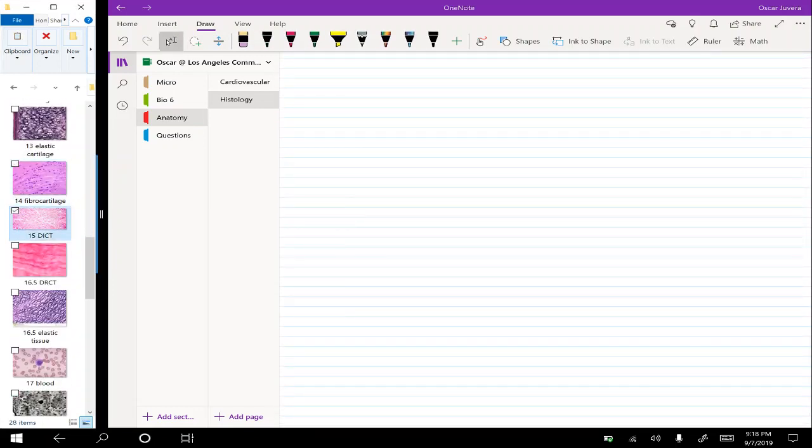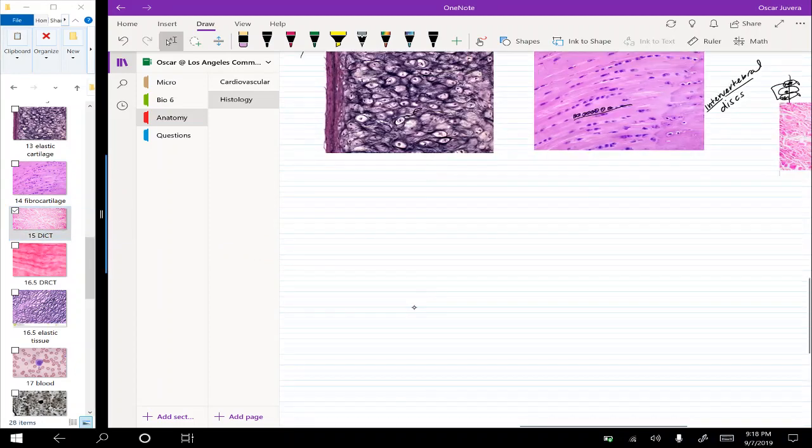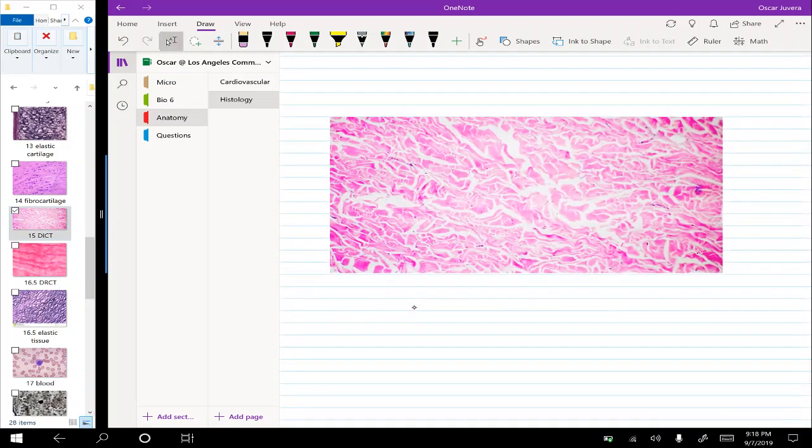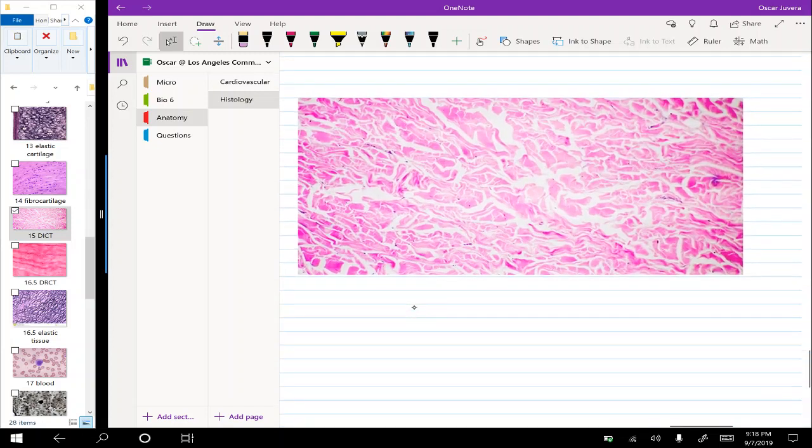All right, so let's move on to dense irregular connective tissue. Where did that little guy go? Right here. Dense irregular connective tissue. Oh my God, this looks like a beef, like a steak, a raw steak of meat. All of these are collagen fibers. So if you take a look, they're not arranged in a way that they're right next to each other. In reality, they're all over the place.